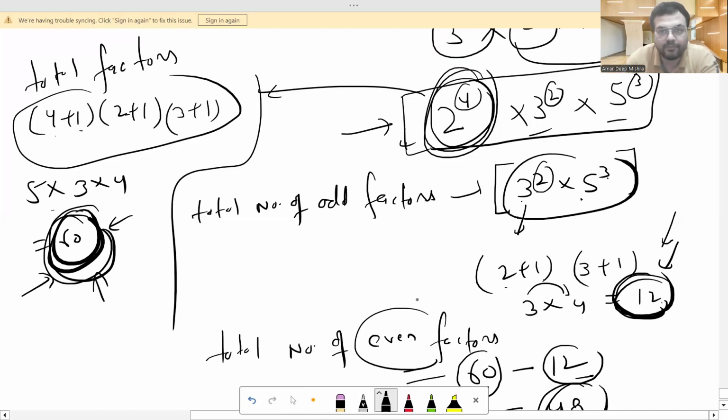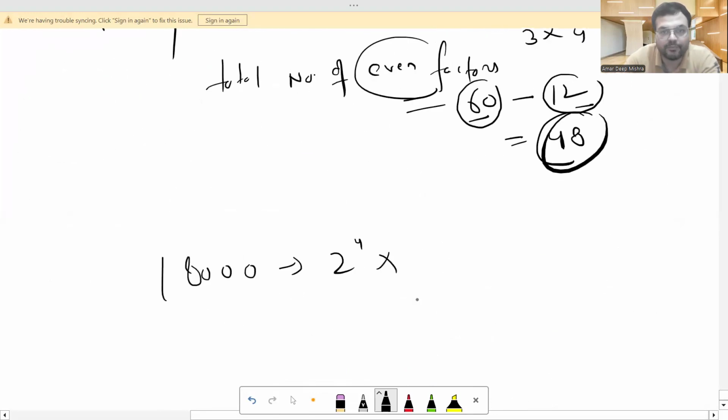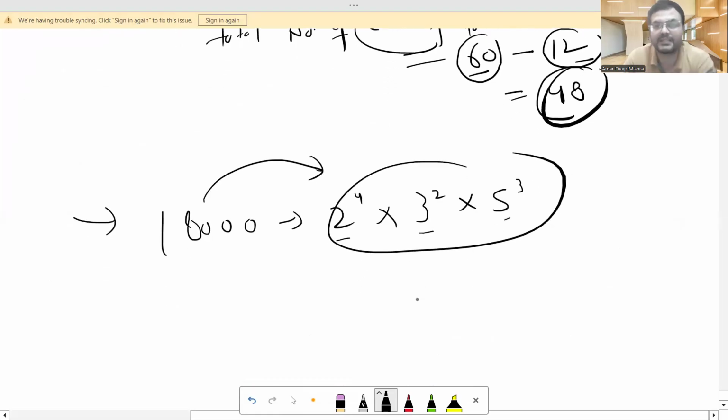The answer is yes. How? The prime factor format for 18,000 is 2 power 4 into 3 square into 5 cube. Suppose in the exam, they ask you to find out the total number of even factors for 18,000. So the first step is the same: you change 18,000 into its prime factor format, which is 2 power 4, 3 square and 5 cube. Now, what is the next step? The power of 2 is 4, so you take 4 as it is. Do not add 1. What we are doing here is finding out the total even factors.